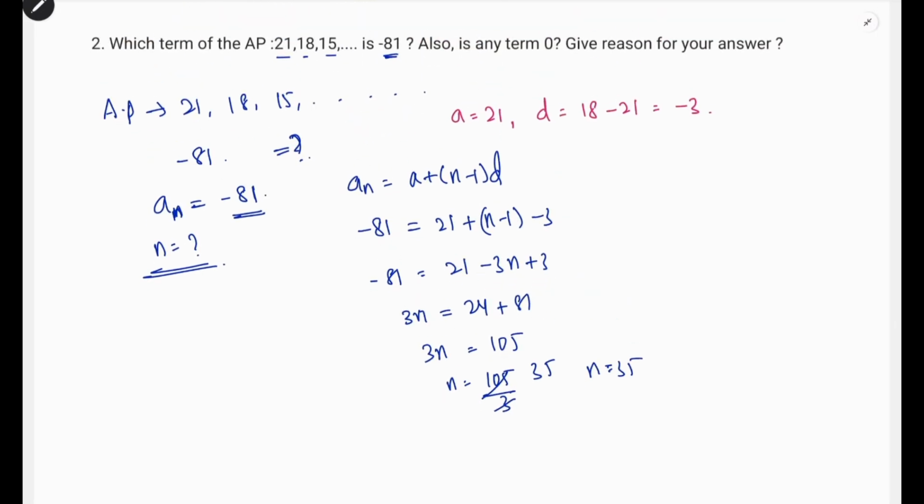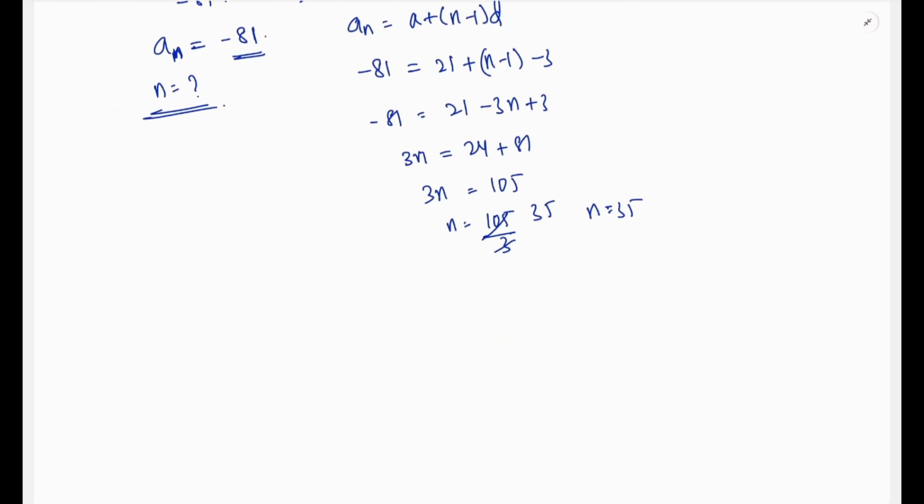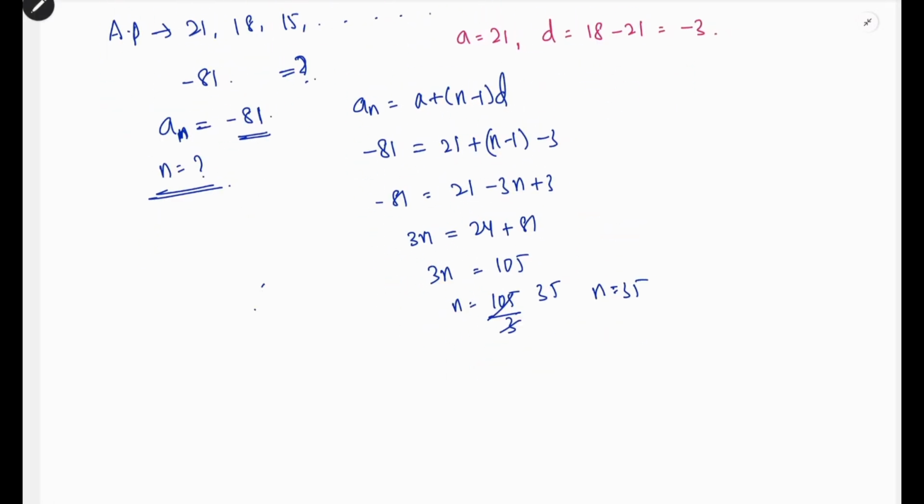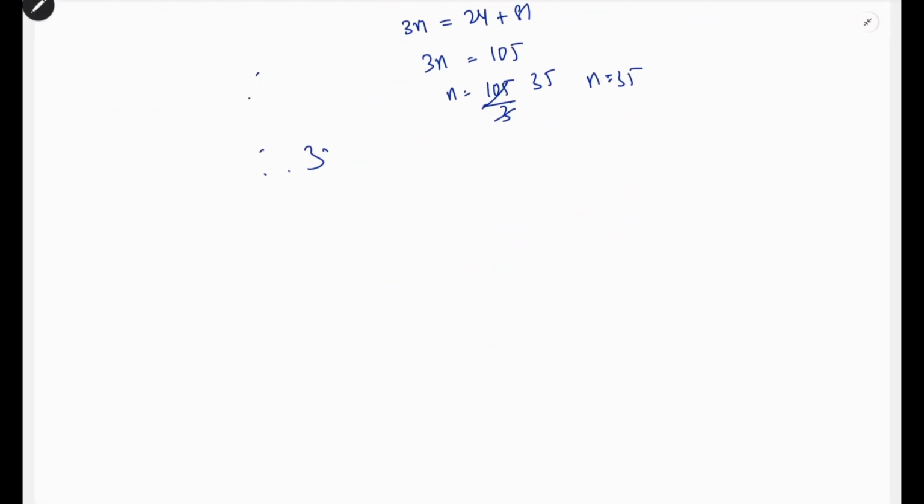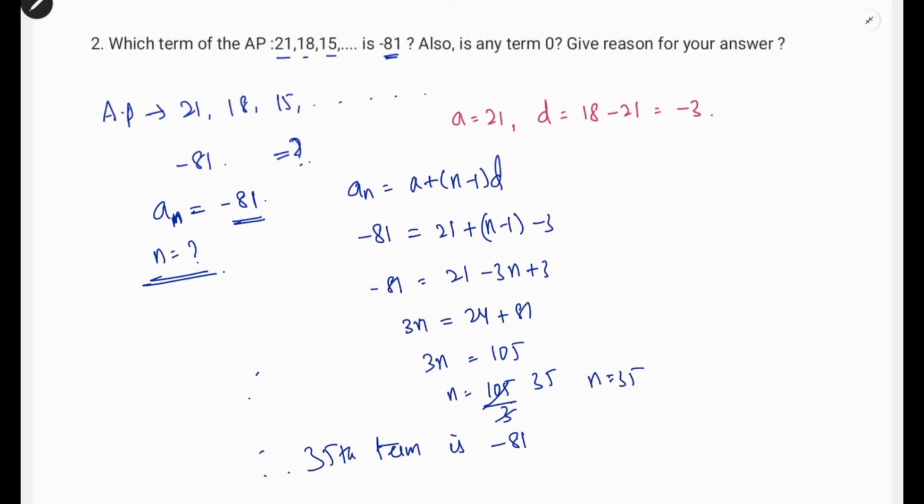So therefore the 35th term is minus 81. So the 35th term is minus 81.